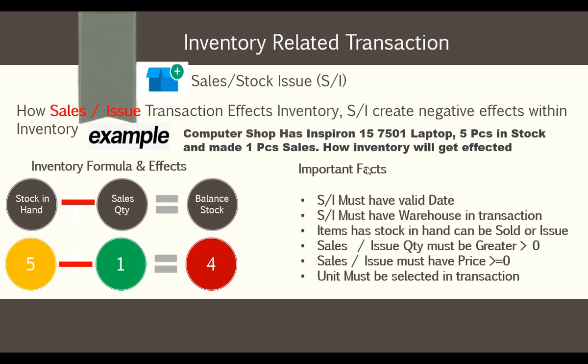Item quantity should always be greater than zero, and the item must have a price greater than zero. And the most important, the item must have a unit definition.